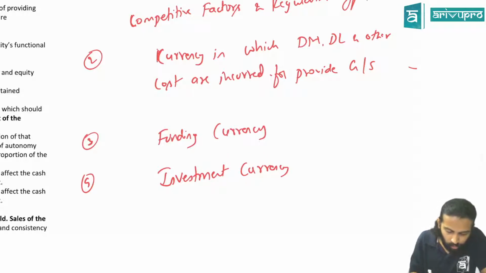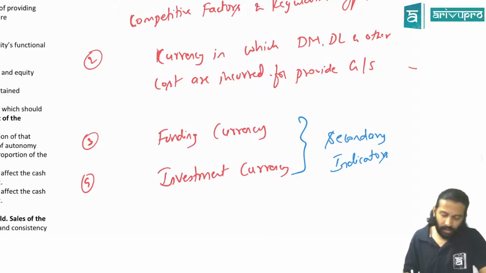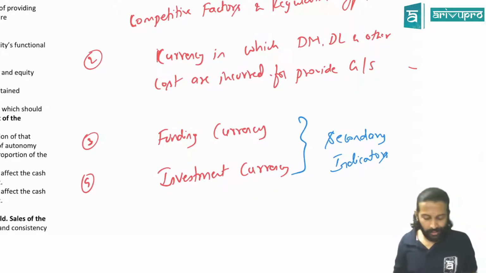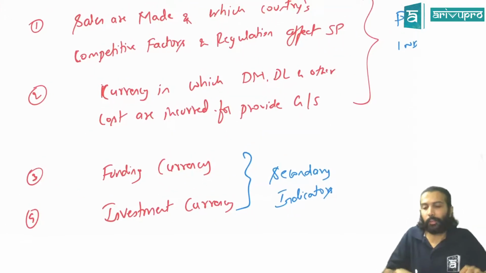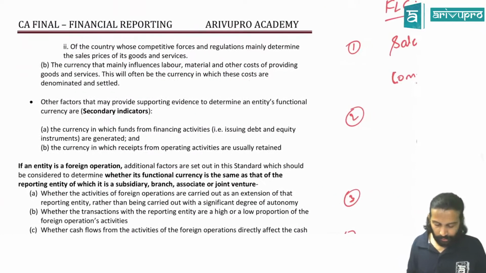So these two are secondary indicators. Fair enough. These are the points you will keep in mind in determining the functional currency of a particular entity. Yes, sir, it's given. I think it's given. I just made a short pointer. That's it.